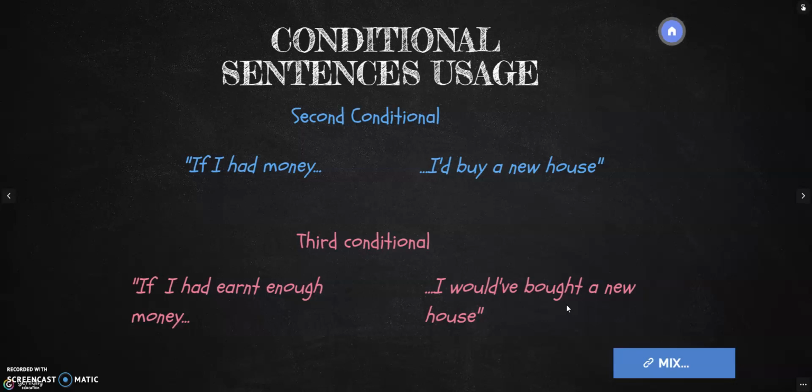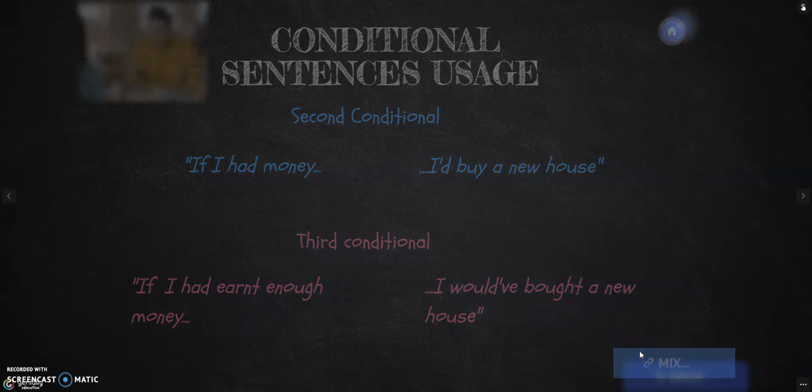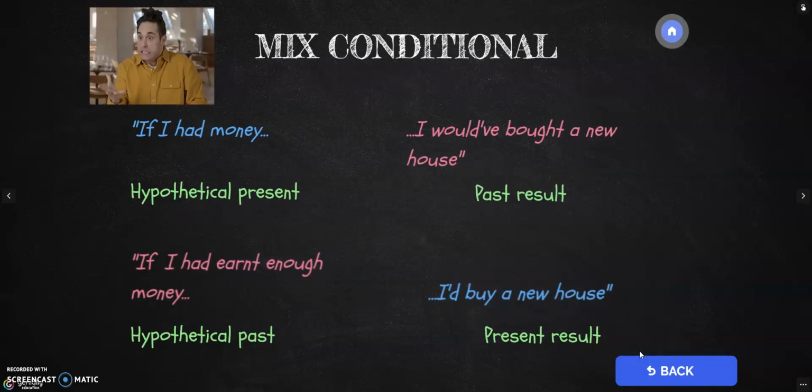¿Cómo se forma el condicional mixto? How do you form a mixed conditional? Now, let's see how we mix them. I take the first part of the second or the third conditional and the second part of the other. Okay, for example, in this case, I've used the first part of the second conditional and the second part of the third conditional. If I had money, I would have bought a new house.